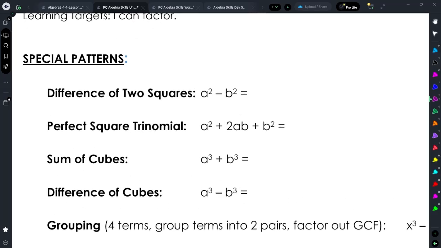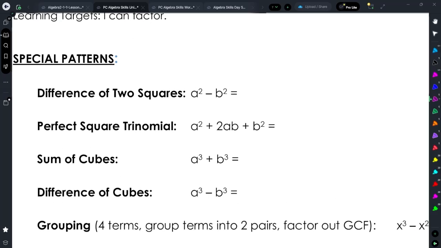So the first one we have is the difference of two squares shortcut, where if we have something squared minus another thing squared, that will factor to a minus b, that's the square root of both of those things, times a plus b, the square root of both of those two things.